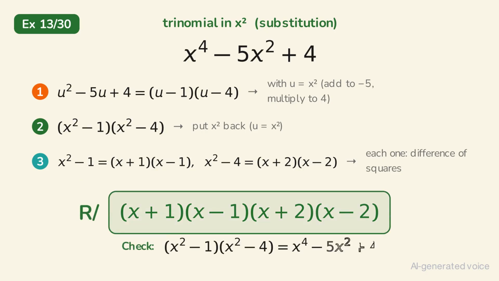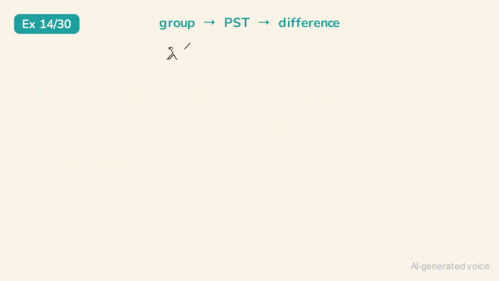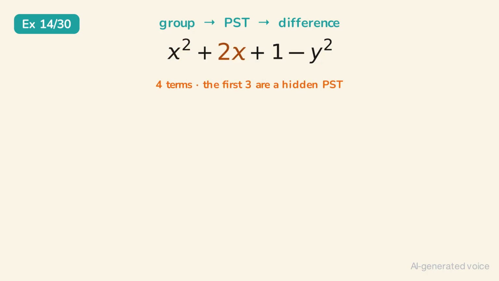Let's check in parts. x squared minus 1 times x squared minus 4 already gives x to the 4th minus 5x squared plus 4. This one has 4 terms and a hidden treasure. Let's factor x squared plus 2x plus 1 minus y squared. With 4 terms we think about grouping, but not just any way.